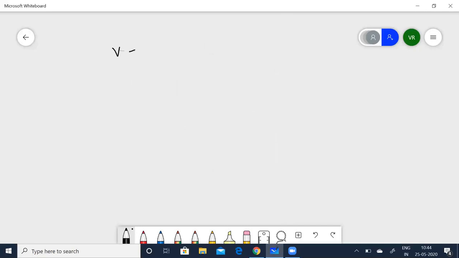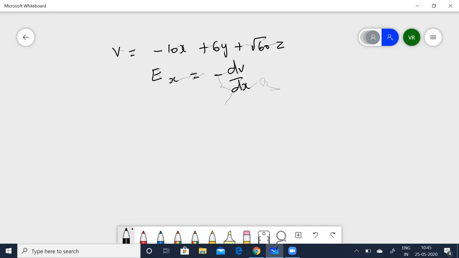So, V is given as minus 10x plus 6y plus root of 60z. Now, you know, Ex, that is the electric field along the x-axis, is given by minus dV by dx. I have told you this is now going to be partial differentiation. So when you differentiate partially, you differentiate only with respect to x, where y and z are constant. So it is now going to be simply 10.